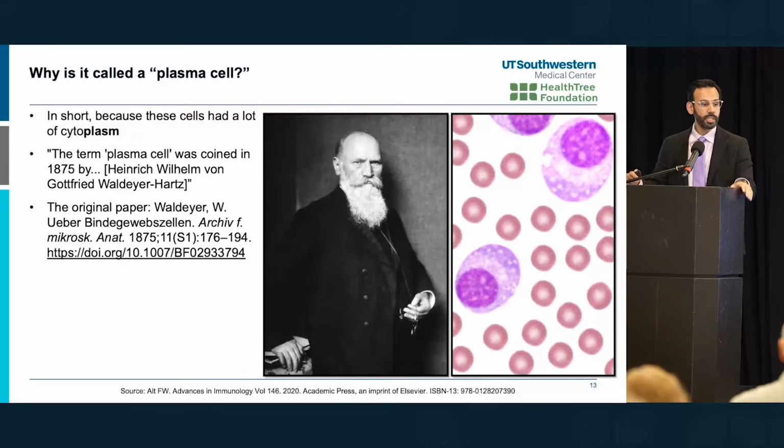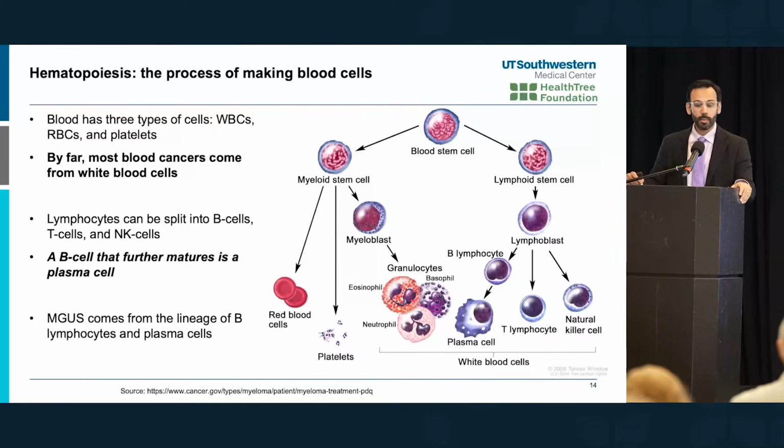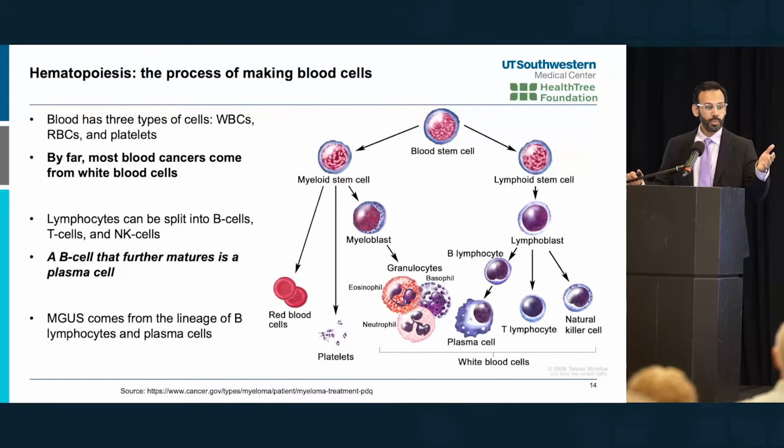And eventually the connection was made that plasma cells are in fact the cells that when they become cancerous are the situation of multiple myeloma. So multiple myeloma is really synonymous with plasma cell cancer. In fact, it's the only known way that a plasma cell can become cancerous. So this slide here shows you what we call hematopoiesis, the process of making blood cells, to then kind of show you where does myeloma sit.